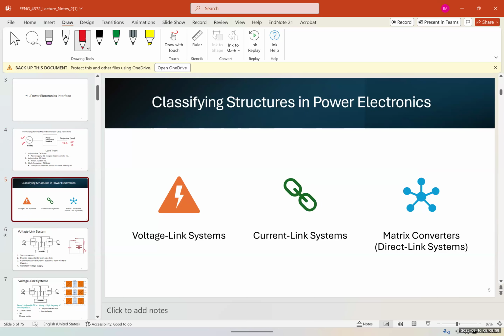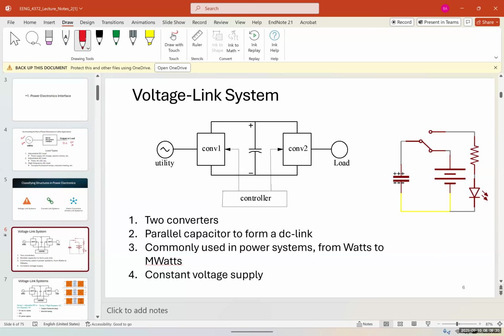This is a classifying structure in power electronics. We have 3 different types of link systems. We have a voltage link system, we have current link systems, and we have matrix converters or direct link systems as well. So what is the difference between these different types of links?